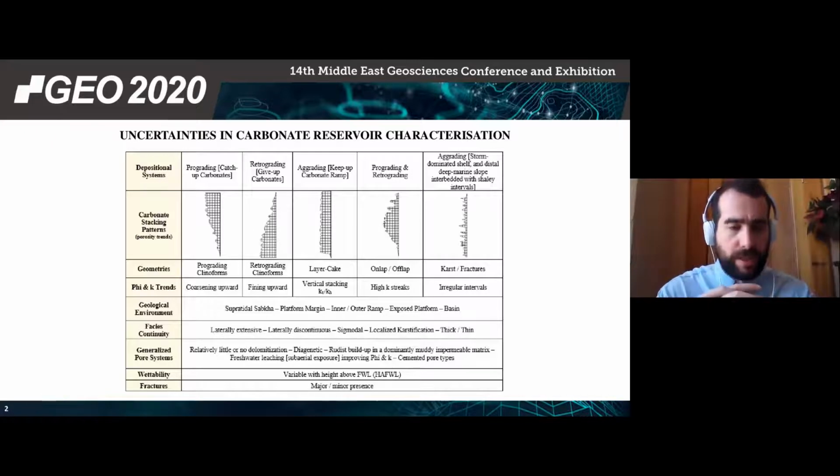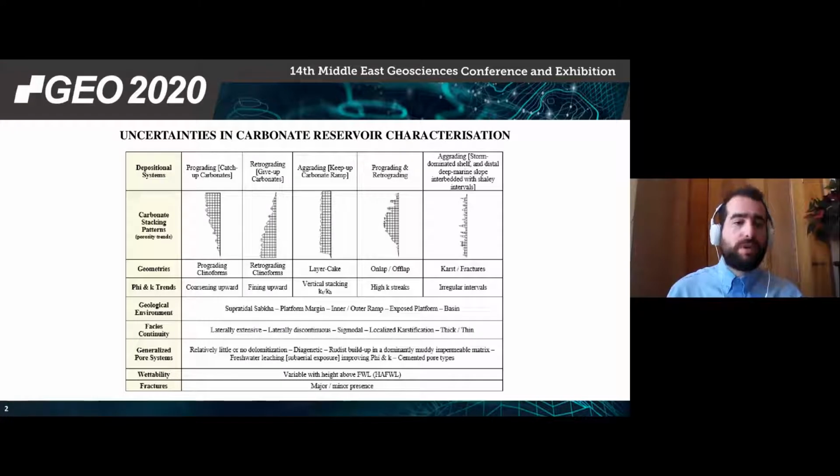So one has to identify those in a hierarchical order. And then the associated depositional system would have a carbonate stacking pattern. So on the second row, I'm looking here, and this is for porosity trends, which works well in siliciclastic sediments. So if you have a prograding siliciclastic reservoir, you would associate that to have a coarsening upwards of porosity or a fining upwards of porosity in retrograding. But in carbonates, it's much more complicated than that.